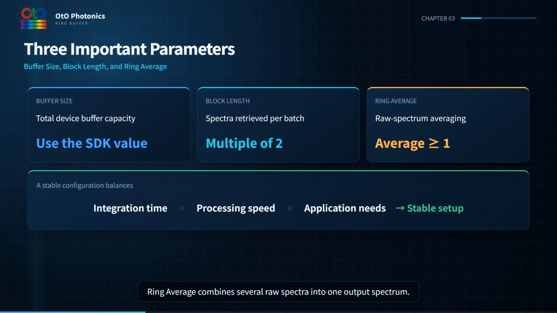Ring average specifies how many raw spectra are averaged into one output spectrum. When average is greater than 1, the number of output spectra decreases. Block length, frame number, and the application array size must therefore be checked together. Larger values are not automatically better. Select a stable combination based on integration time, processing speed, and application requirements.